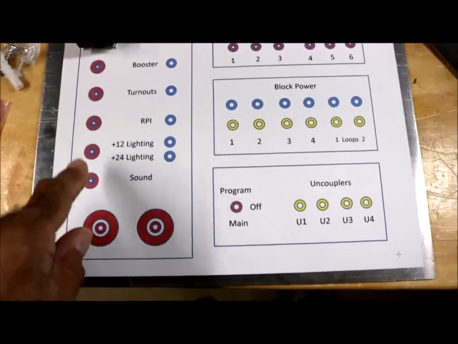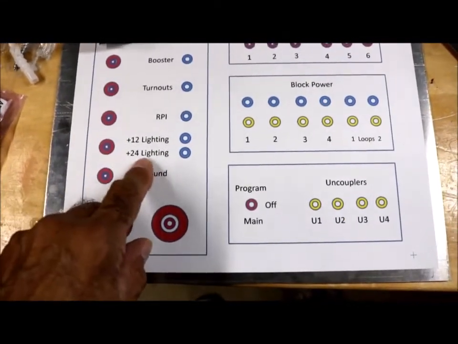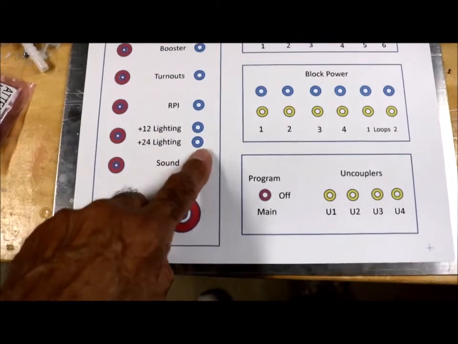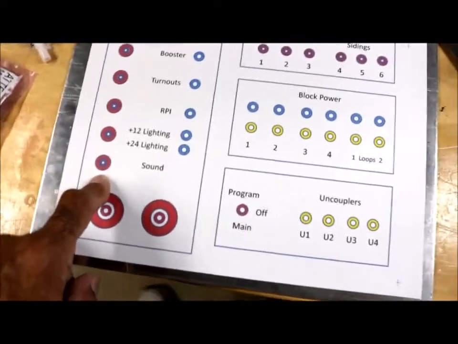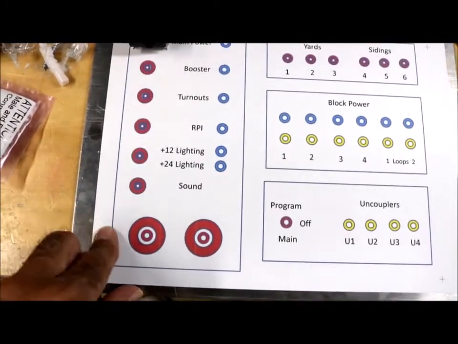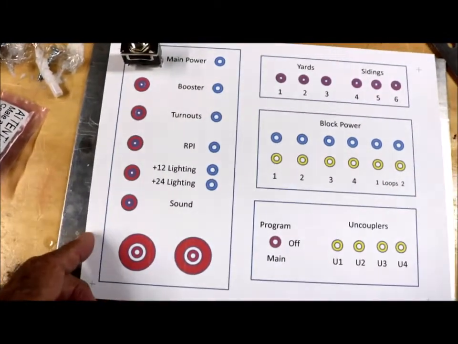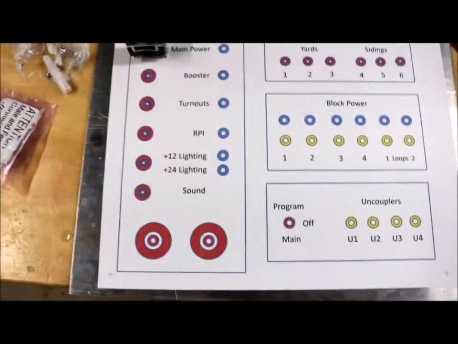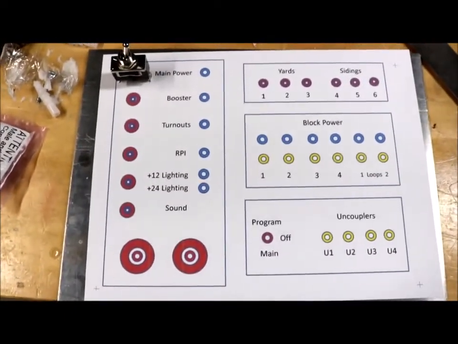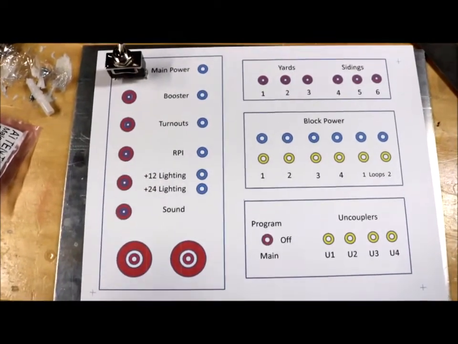Then there's the switch for the lighting, which is kind of optional. I have 12-volt lighting, and I have 24-volt lighting with lights. The sound, which is the Paragon sound for Broadway Limited locomotives. And then I've had a lot of problems sometimes in the beginning of this layout measuring track voltage.